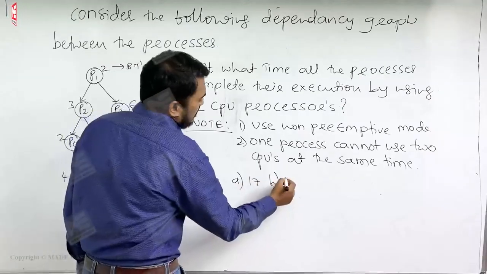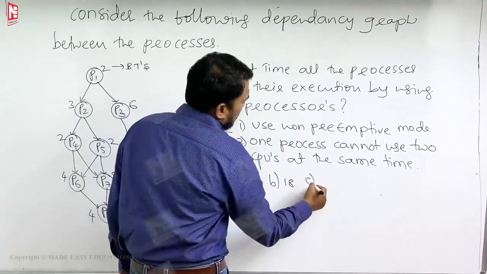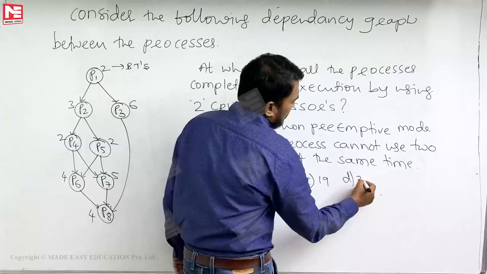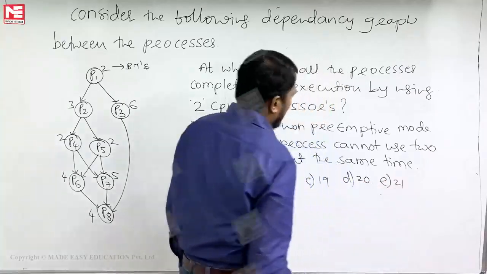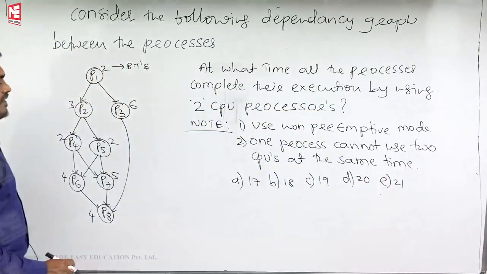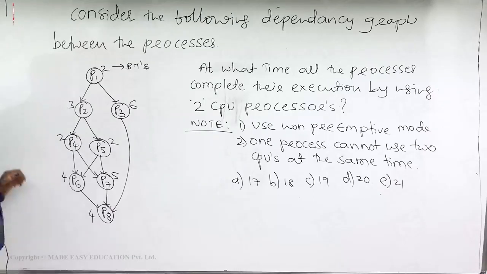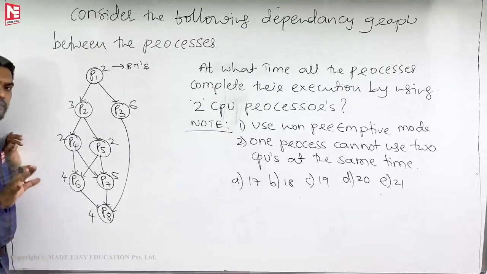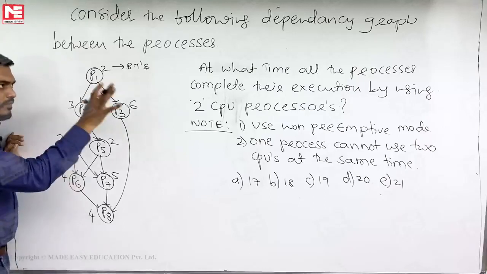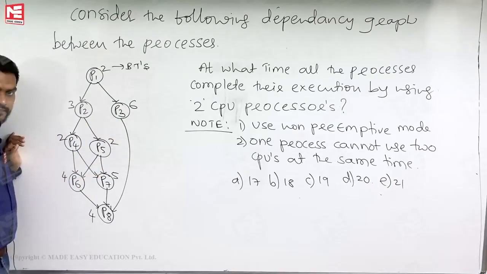So options are given to you: 17, 18, 19, 20 and 21. Total 5 options are given to you. Before I explain, just pause my video and copy the question completely and properly.